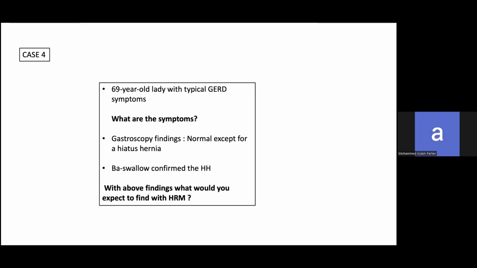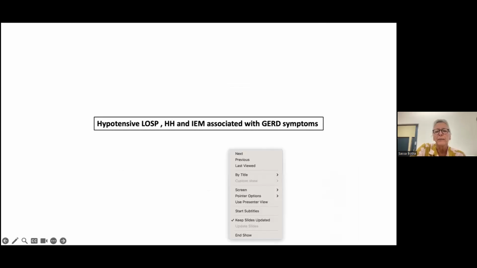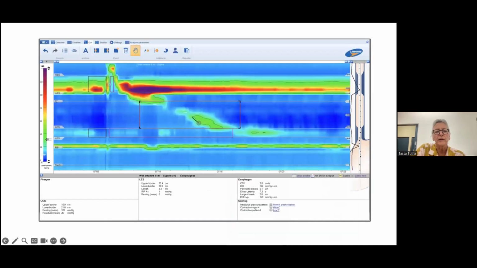The IRP would be low. Yes. The IRP would be low, but the LOS pressure, what would that be? Lower esophageal sphincter pressure would be decreased. Yes, low. So you get a hypotensive LOS, and then typically associated with reflux disease is also the presence of a hiatus hernia. Okay. So you look for a low LOS pressure, hernia, and IEM. That's associated with GERD symptoms.